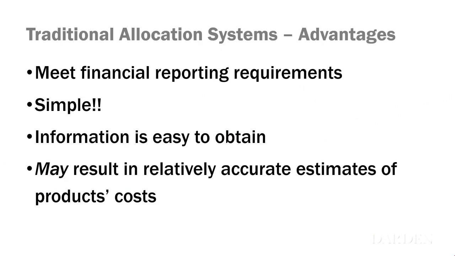Traditional allocation systems, like the plant-wide and departmental approaches, have their advantages. They meet financial reporting requirements for determining the cost to assign to inventory as product cost. And they're simple to use, which is a good thing. And they're based on information that's really easy to obtain. And for some companies, they may actually result in estimated product cost that accurately capture the cost of manufacturing those products. But for other companies, they may not.